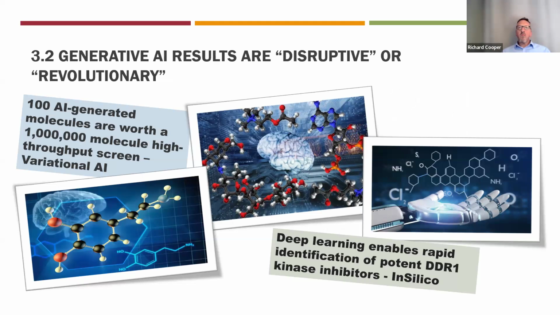Then when it comes to AI, results are often presented as disruptive or revolutionary. Here's a quote from Variational AI that said 100 AI-generated molecules are worth 1 million molecules in a high-throughput screen. Now, that's not really a testable hypothesis, so we'll just put that to one side, but maybe think about it in the long run. And deep learning enables rapid identification of potent DDR1 kinase inhibitors. So we can dig into this paper a bit more from in silico.